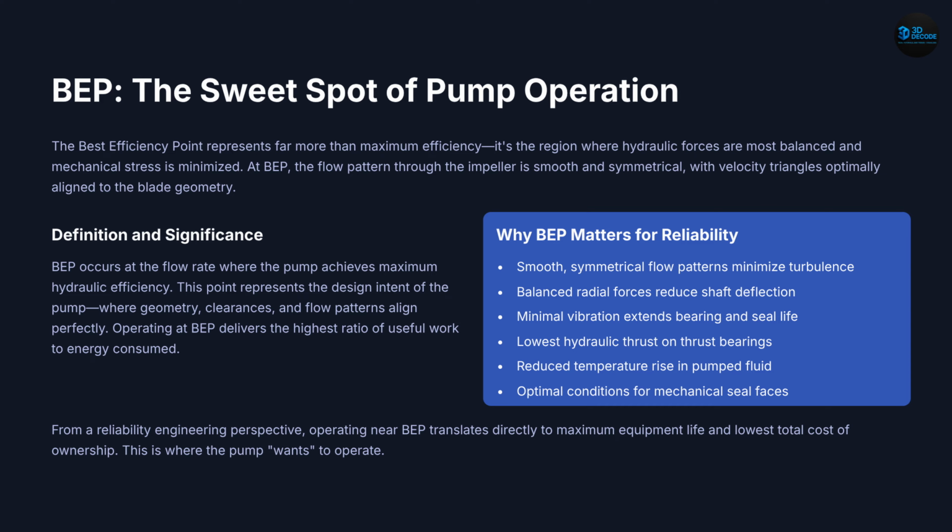Slide 4. Why BEP is critical. At BEP, radial forces are balanced and shaft deflection is minimal. Bearings and seals experience the lowest stress. Temperature rise is minimal and cavitation risk is reduced. Operating near BEP gives maximum equipment life.